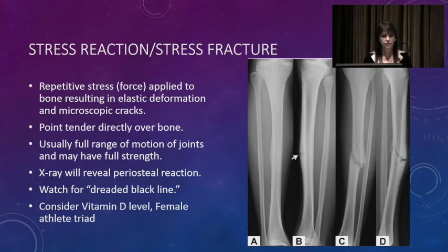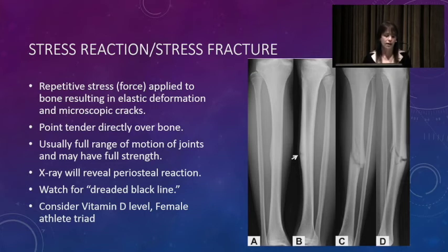C and D is just that scenario, AP and lateral views, of a patient who had a stress fracture that went on to an acute fracture. The difference between this and an acute fracture that did not start out as a stress fracture is that you already have that thickened bone there from where the periosteum was trying to heal this impending break.